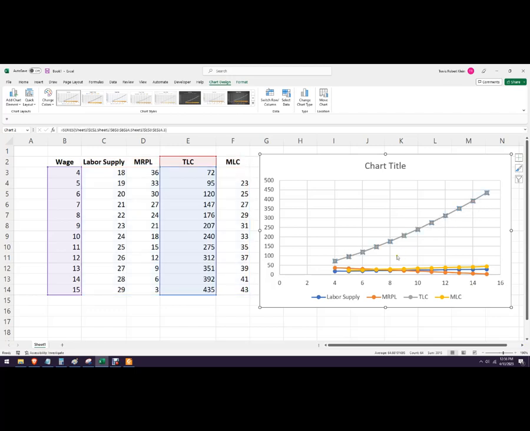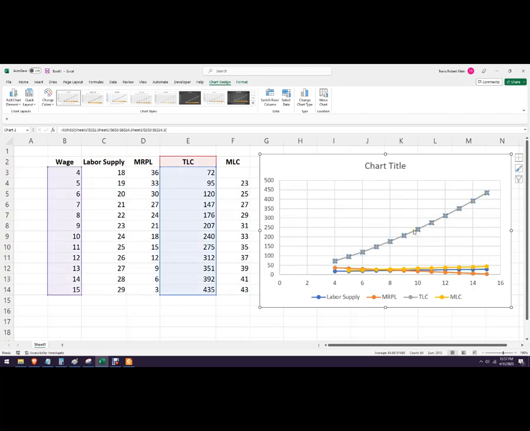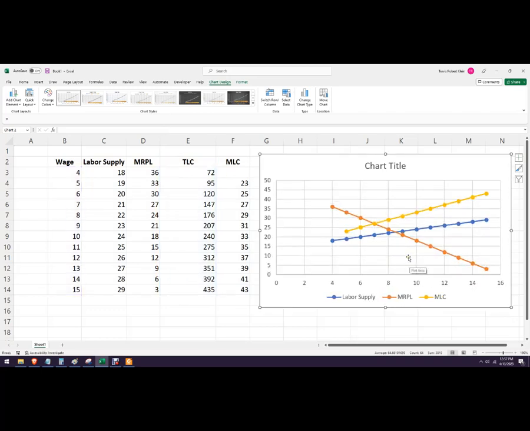This one right here is total labor cost. That's not really part of my equation here, so I'm just going to delete that. So all I did was I clicked on it so that it's right there, and then I just hit the delete key on my keyboard.